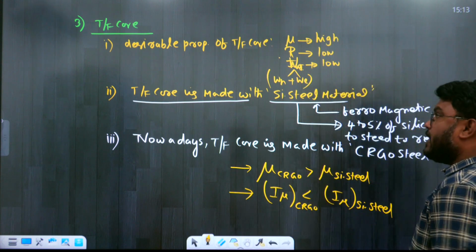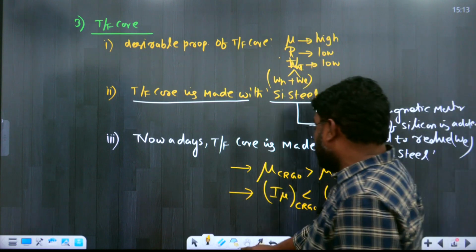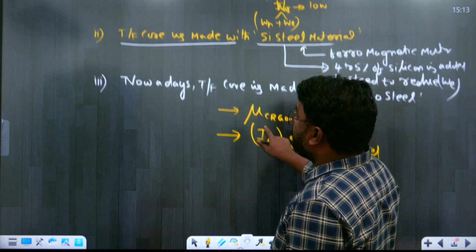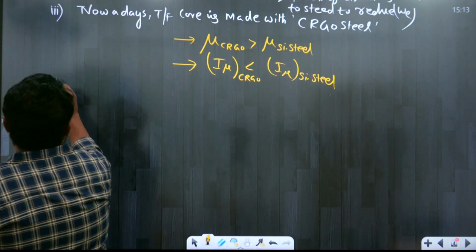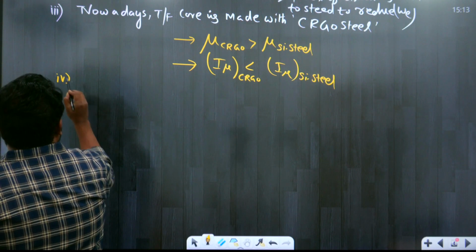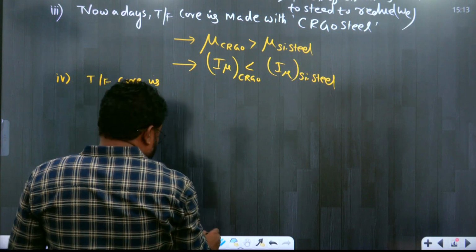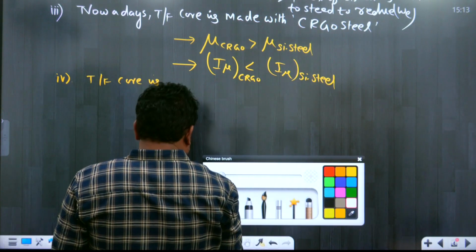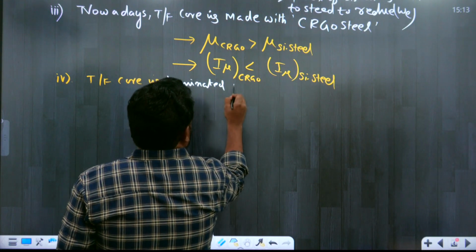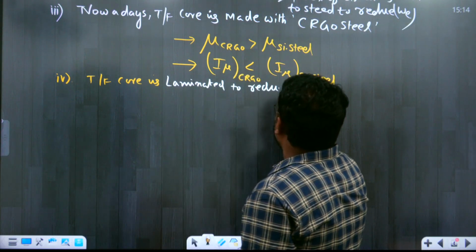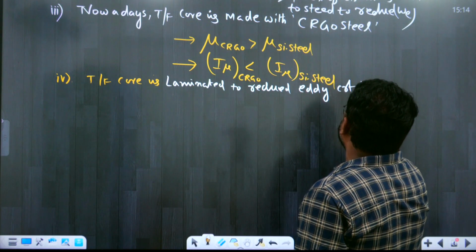So this is another point about the transformer core. And next, the fourth point: the transformer core is laminated to reduce the eddy current losses. These are the eddy current losses of the transformers.